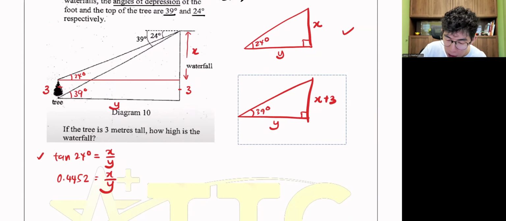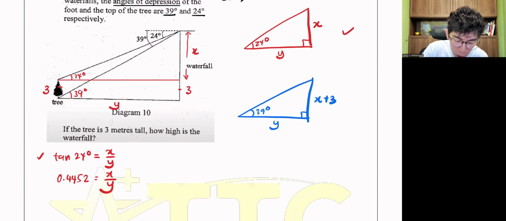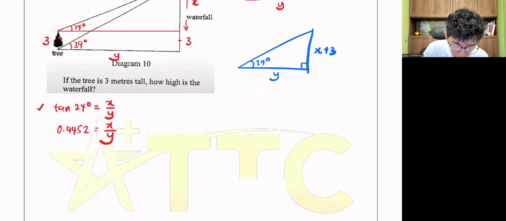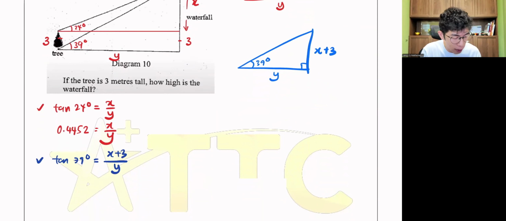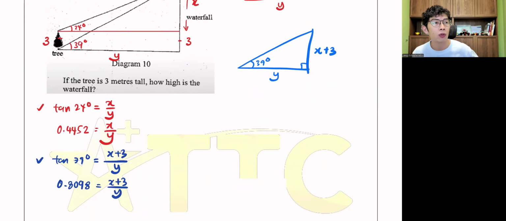So for the next part, maybe I put in blue color, so it's easier for you to identify them. So the next one, everyone, I put it here. Tangent 39 degrees equals opposite x plus 3 over y. Then I will type tangent 39. So I will get 0.8098 equals x plus 3 over y. Okay, everyone, can you tell me what you are finding? You are finding the waterfall height, right? And waterfall height is relevant to x. You are solving for x.